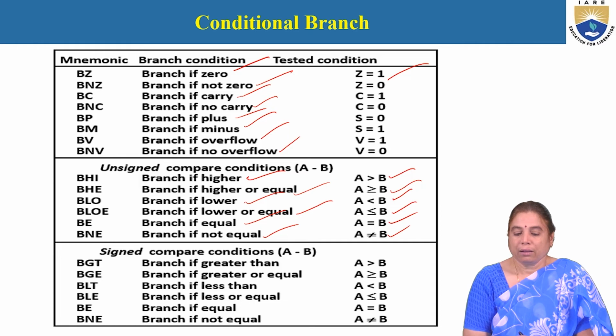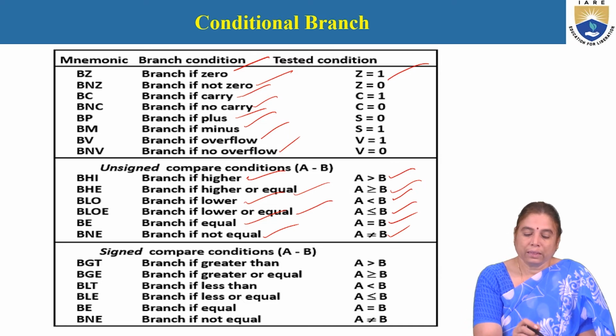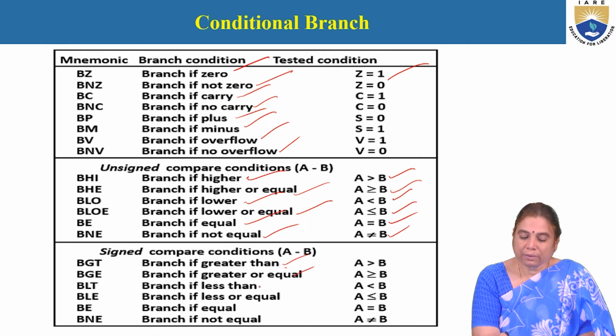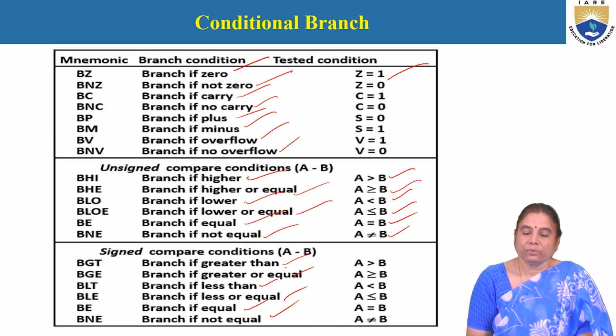So depending upon the comparison of the two registers after producing A minus B, the branching can take place. Depending upon the same comparison, the signed branching can take place with the help of the next set of instructions. BGT, branch if greater than, BGE, branch if greater than or equal to, BLT, branch if less than, BLE, branch if less than or equal, BE, branch if equal, BNE, branch if not equal. So all these are the conditional branching statements.